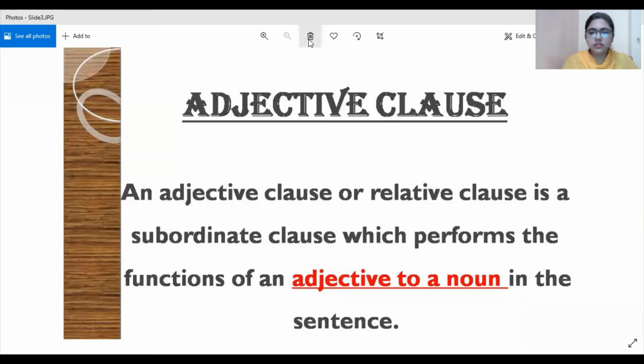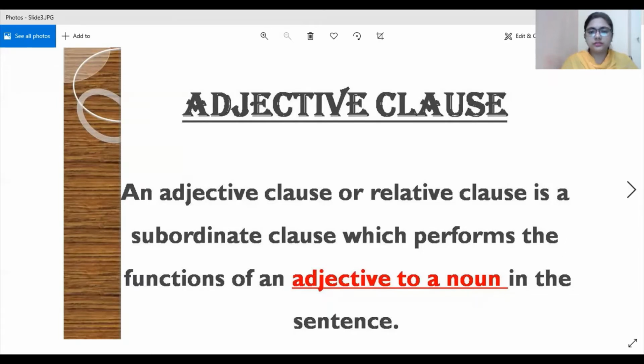An adjective clause, or a relative clause. Adjective clauses are also known as relative clauses. It is a subordinate clause which performs the function of an adjective to a noun. So what is the function of an adjective? To describe or to modify a noun. The same is the function of an adjective clause also.